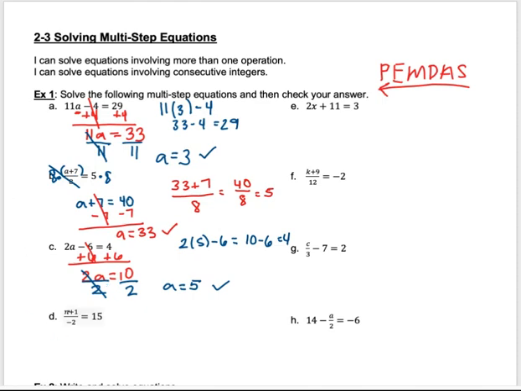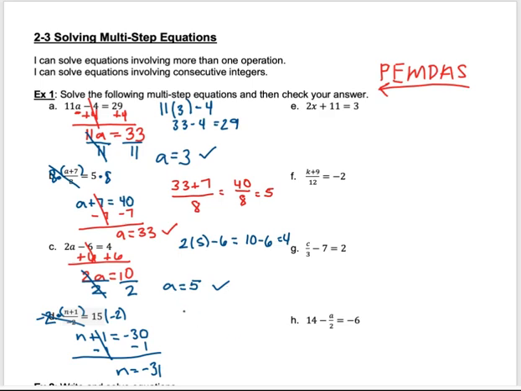Okay, for D, I have some invisible parentheses up here, so I can't get rid of what's on the top yet. So I'm going to first multiply by a negative 2. So we'll multiply both sides by negative 2. And I get n plus 1 equals negative 30. Now I can use subtraction. So I go minus 1. Whatever I do to one side, I have to do to the other. So I get n equals negative 31.